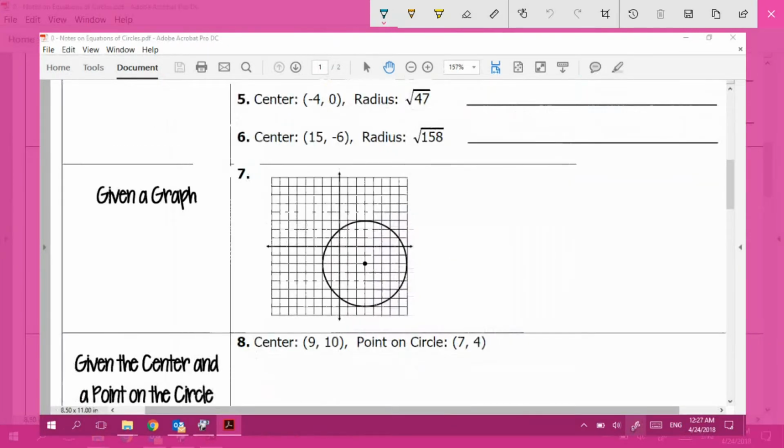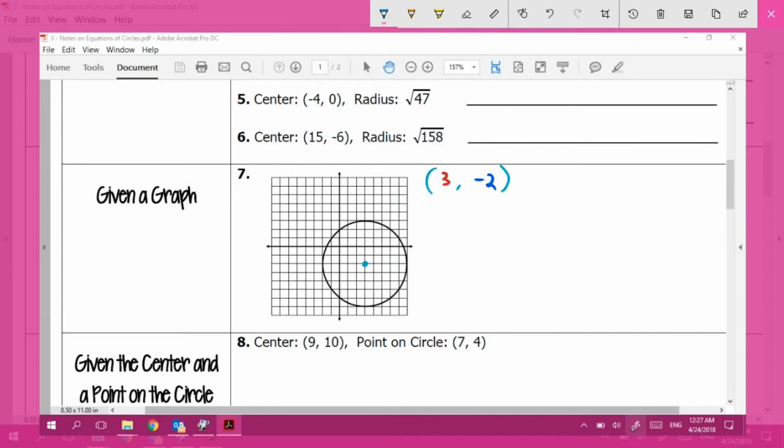Now, what do we do if we're given a graph, an actual visual? Well, watch this. We can still do the same thing. First, we need to find the center point, okay? So let's take a look at where the center is. The center of the circle is right here, and that is at 1, 2, 3 over. So 3, comma, down 2, -2. So our center point is (3, -2). There we go. Okay?